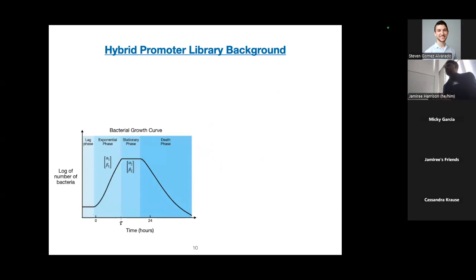Bacteria have generally four stages of their life cycle. On the left, you're going to see the log number of bacteria, time in hours on the x-axis. And you start off with lag phase. This can be thought of in general as if I have bacteria sitting in my freezer and then I inoculate some cell culture, it's going to take some time for that culture to heat up and for those cells to proliferate. They don't just start multiplying immediately, so there's some lag there.